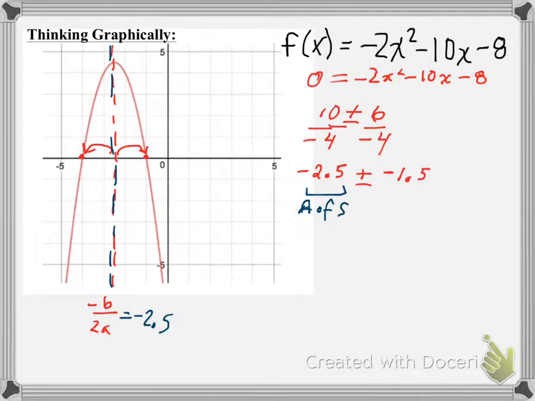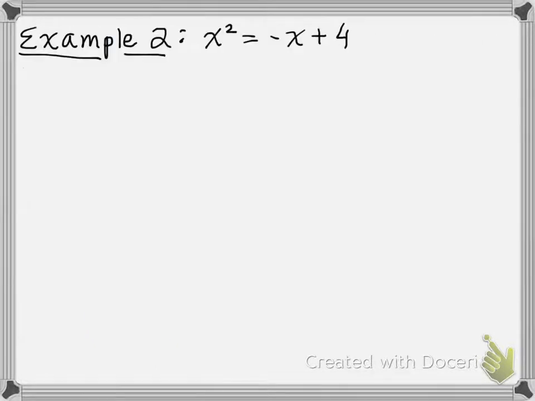If I add to negative 2.5, or we could say I subtract the negative 1.5, that's like adding 1.5, that takes me to my first x-intercept of negative 1. And if I subtract 1.5, that takes me to my second x-intercept at negative 4. So we see the relationship between the graph and the solutions we get, as well as the relationship between the parts of the formula and the parts of the graph. So now let's look at the next example.